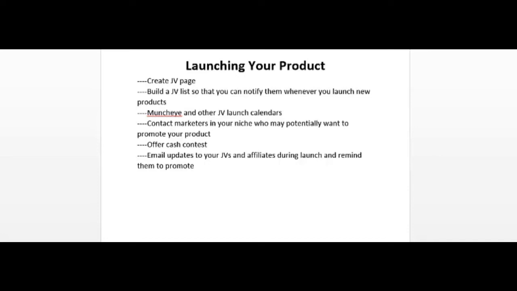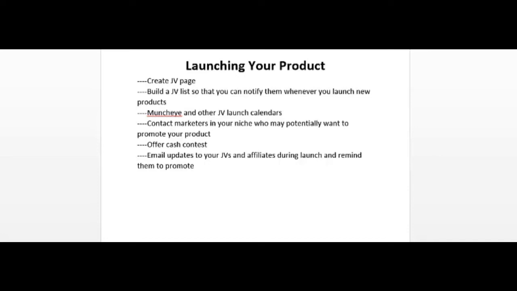When you have a product launch coming, list your product on one of these many JV launch calendars such as Muncheye. I just use Muncheye, but if you want, you could use other JV launch calendars. What I'm talking about is websites where they list upcoming product launches, okay? Because you want to get exposure and you want affiliates to take notice of your upcoming product launch.